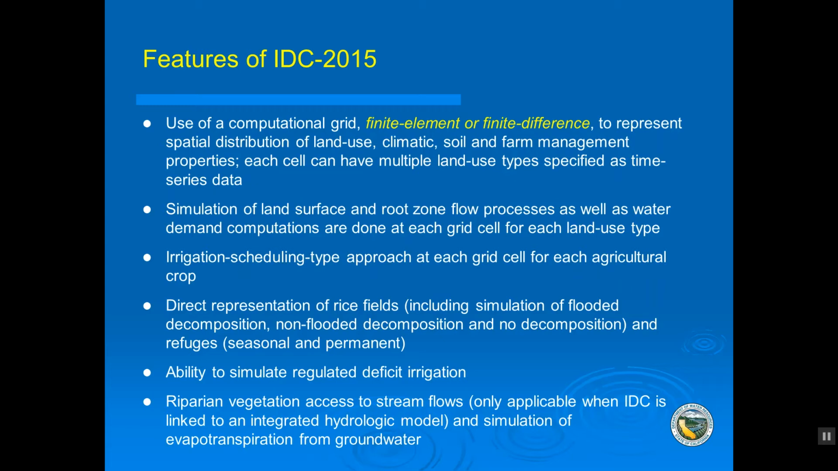Non-flooded decomposition is they don't flood. I think they just irrigate like 2 inches or something like that, just to moisten the soil and then, again, let the rice decompose. And no decomposition is basically there's no water involved, which is, I think, pretty rare right now. Apparently up until the mid-90s, they used to burn rice in California. I wasn't in America then. But if you have a historical IDC run, you have the option.